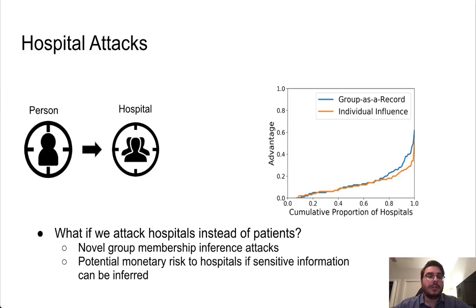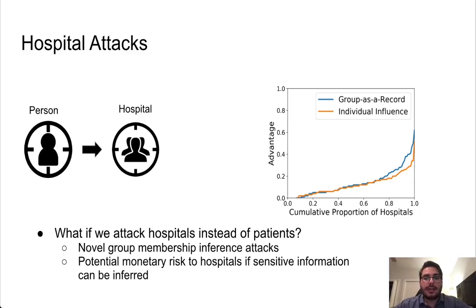We also performed novel group membership attacks, where instead of attacking a single target, we attacked a group of people, in this case, hospitals. As far as we know, this is the first time these kind of group attacks have been considered, and we found they represent a serious risk. Due to the increased influence of a hospital compared to a single person, the attack power is greatly increased, and as you can see, many hospitals have a significant risk of being identified.